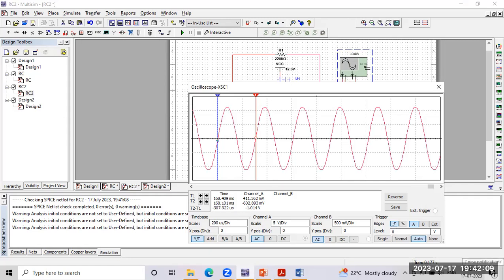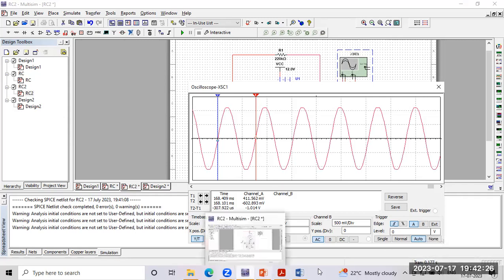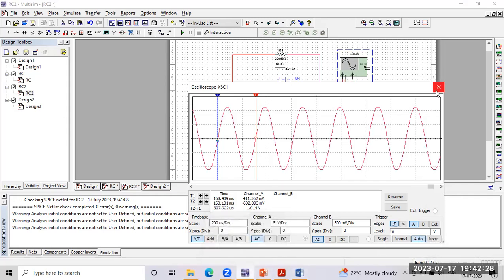What is the formula? The basic formula: F is equal to 1 by T. So 1 divided by 307.922 into 10 to the power of minus 6 is nothing but 3.2 kilohertz, approximately equal to 3.5. There is a difference in the output frequency between theoretical and practical, but it's okay. 3.24 kilohertz.